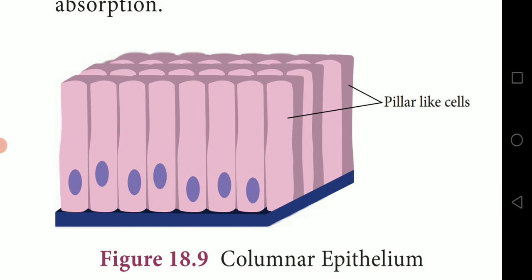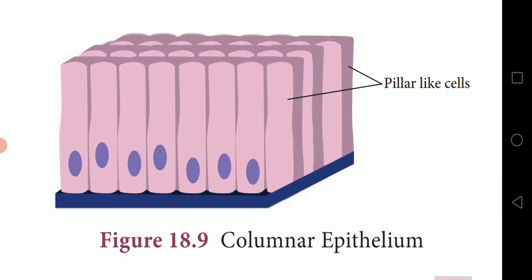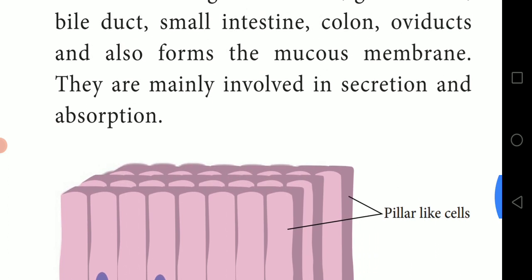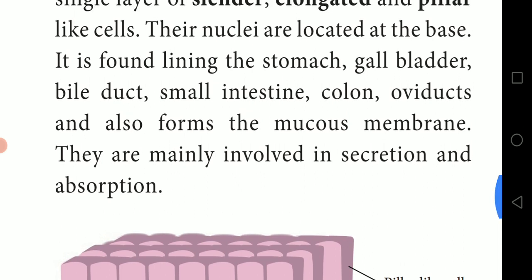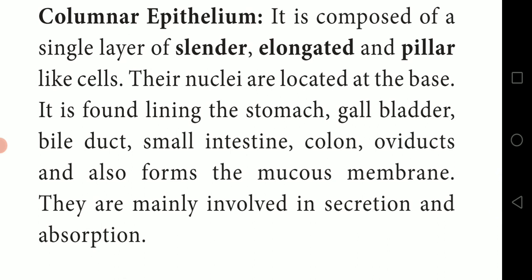It is found lining the stomach, gallbladder, bile duct, small intestine, colon, and oviducts. In these parts the columnar epithelial tissues are present, and they also form the mucous membrane. They may ask you to underline one word: what do you mean by mucus? It is a gel-like substance, because of the mucous membrane.